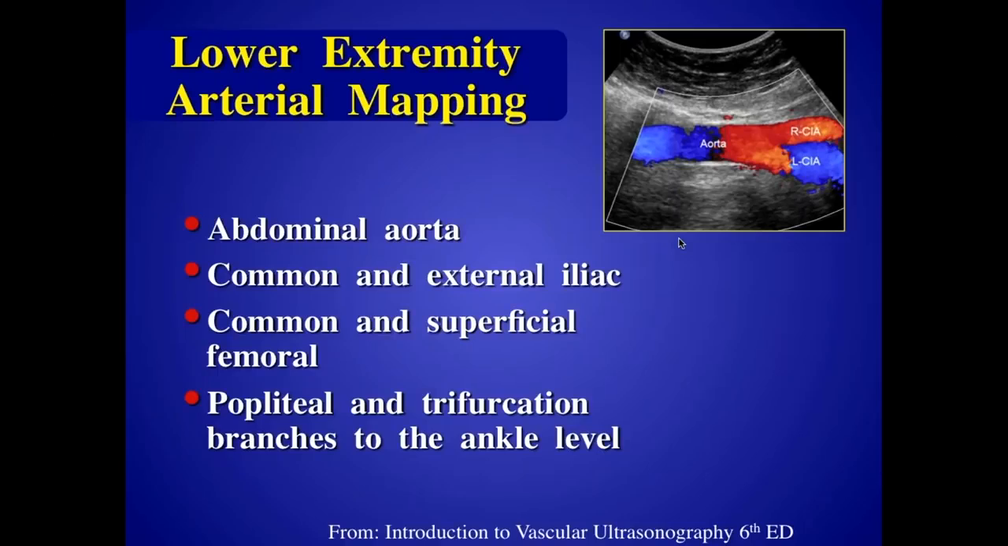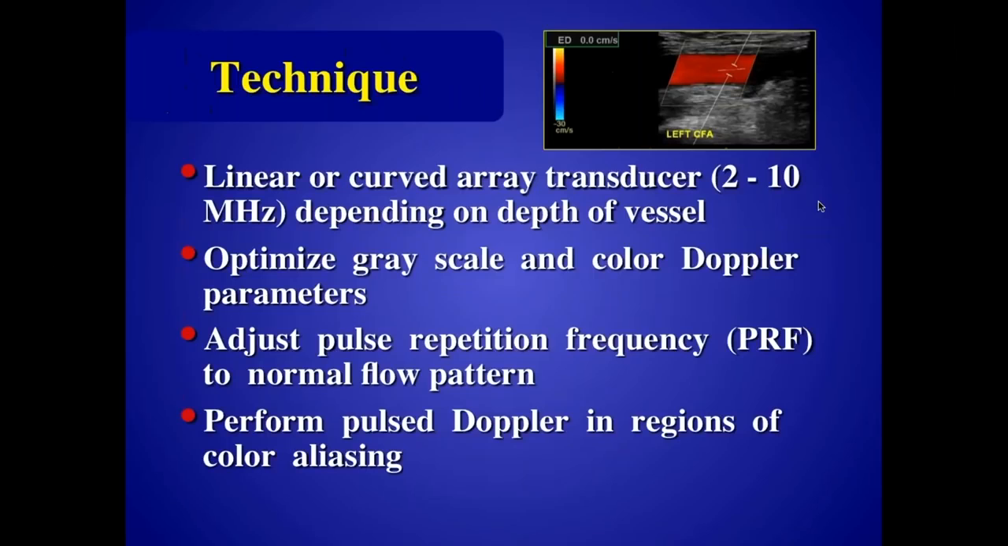So for our arterial mapping, we may want to start up high at the level of the abdominal aorta, and you can see in the image it's a sagittal view of the distal abdominal aorta branching into the right common iliac and the left common iliac. And you can appreciate that the blood flow is nice and homogeneous. There's no evidence of disruption, turbulence, or aliasing to suggest an abnormality.